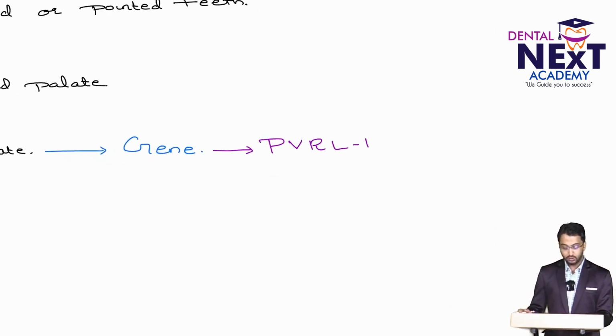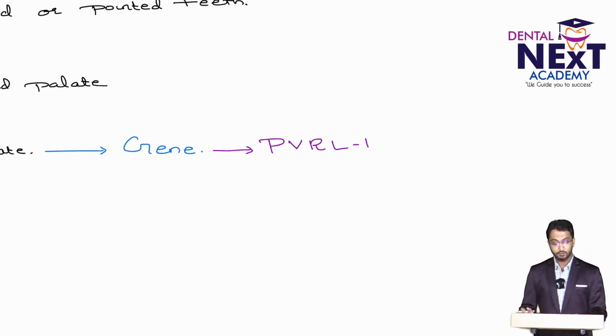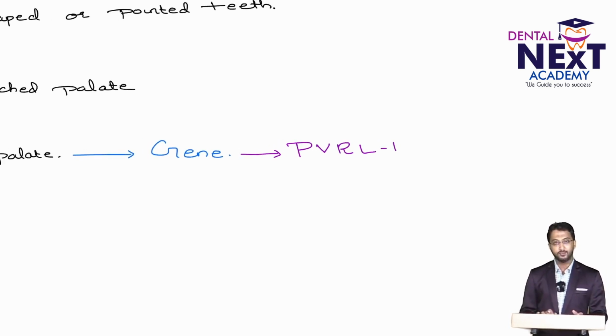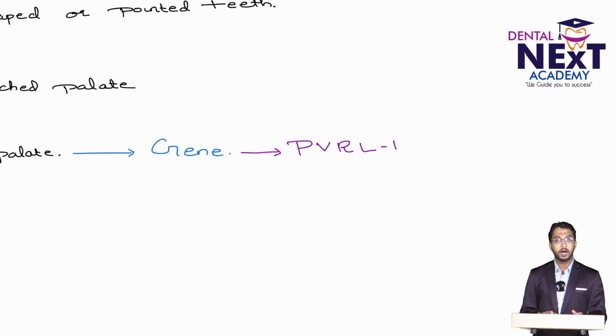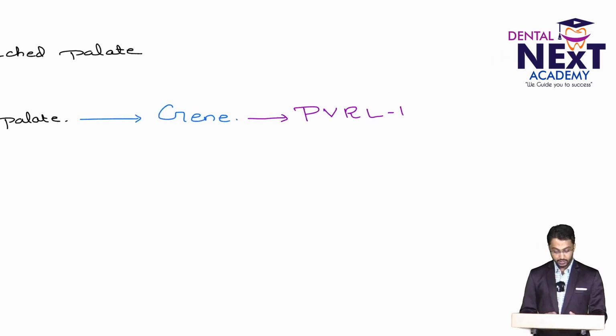It is the PVRL1 gene. Just remember this gene, PVRL1 gene. So they will ask you the question: in patients with ectodermal dysplasia with cleft palate, which is the gene affected, and they will give you different options. They can even give you the gene encoding for ectodysplasin. No, it's the PVRL1 gene.